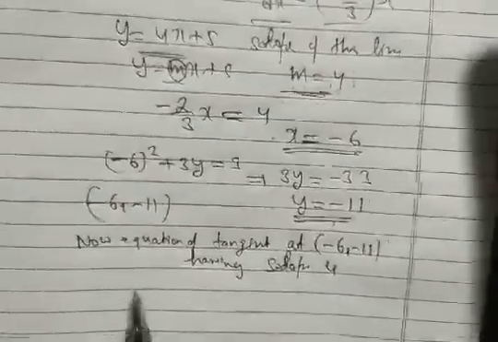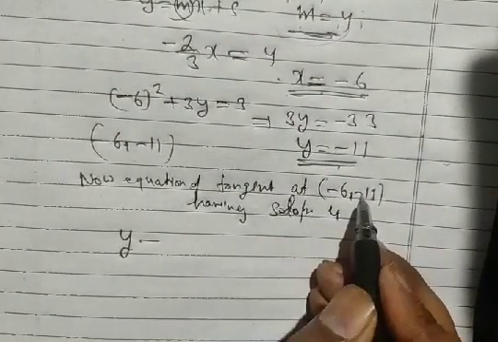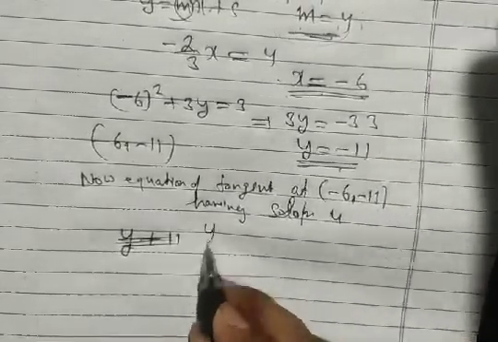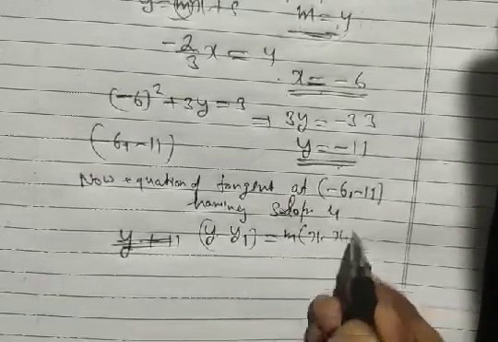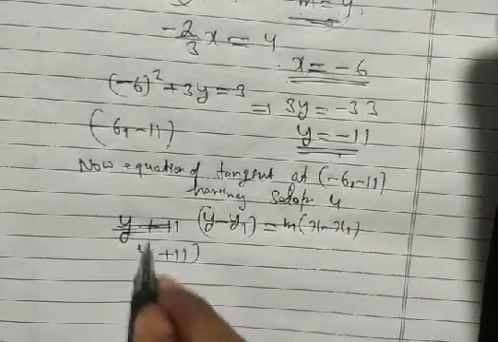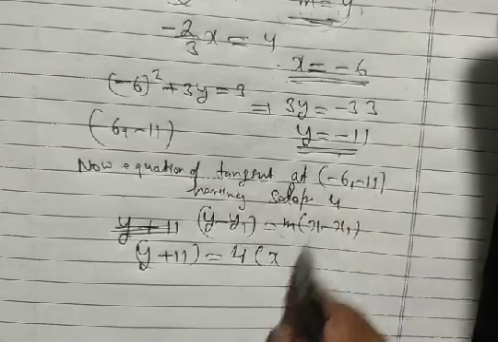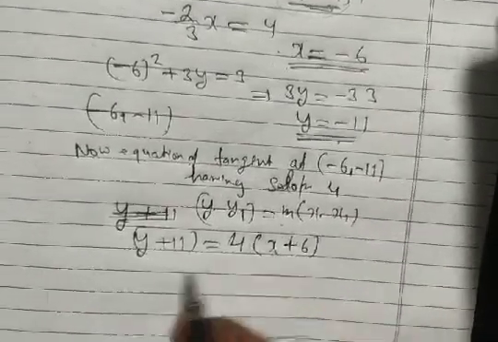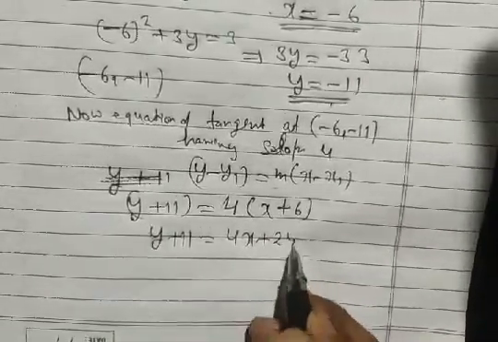Having slope 4, we just use the line formula, y minus y1 equal to m times x minus x1. Here y1 is minus 11, so it's y plus 11. The slope is 4, and x minus x1 becomes x plus 6. Then minus minus becomes plus, and y plus 11 equals 4x plus 24.